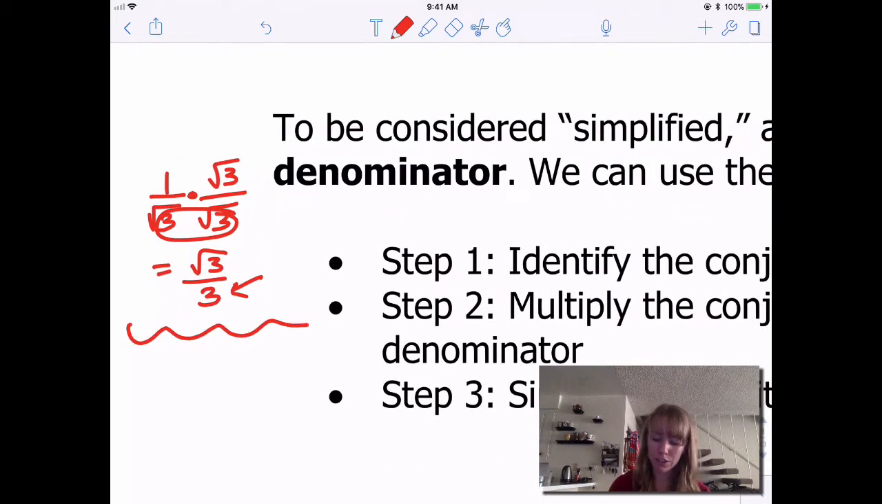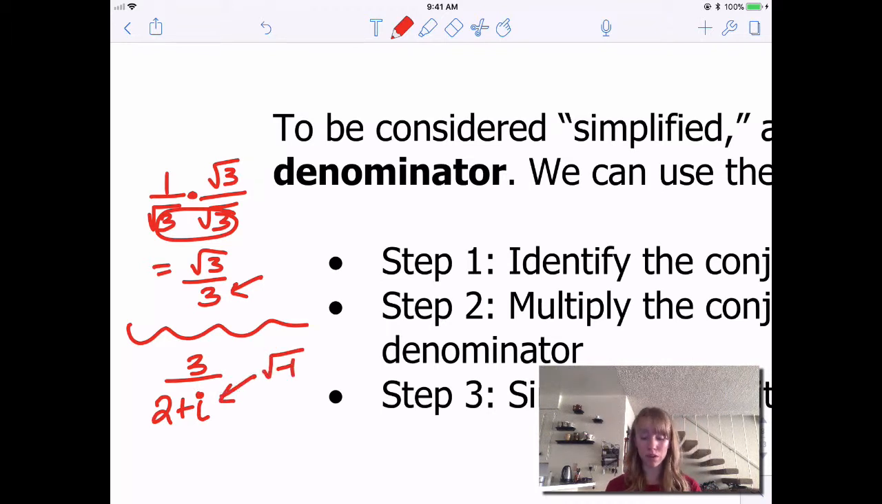So why that matters to us today is because if I have like 3 over 2 plus i, remember that i is really the square root of -1. So I have a square root in the denominator. So I've got to deal with that. The way we're going to do that is by using complex conjugates.